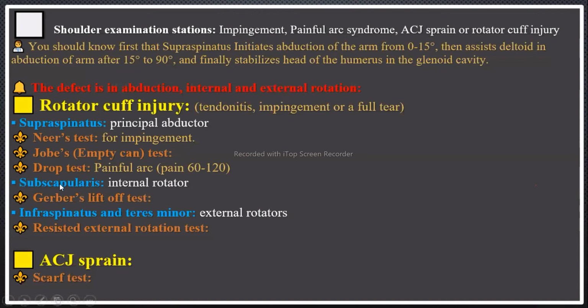Subscapularis, the internal rotator, you can test with the Gerber lift-off test. He will put his arm back and you will check if he has pain or weakness. Don't worry, you will understand when we show the slide with pictures. Just understand this one has 3 tests, this one 1 test, 1 test. Infraspinatus and teres minor together is the resisted external rotation test.